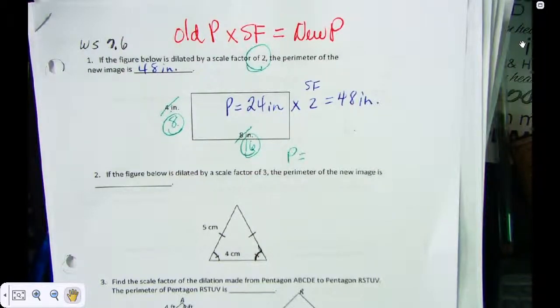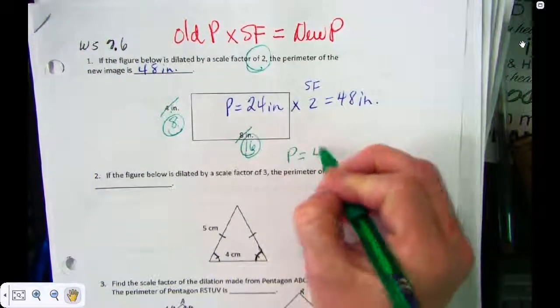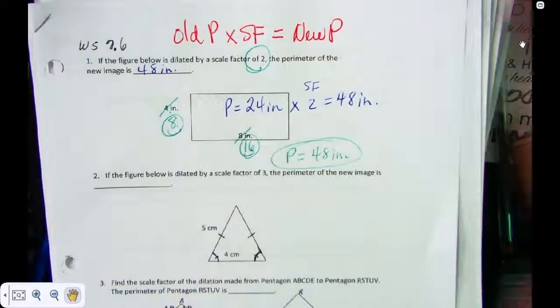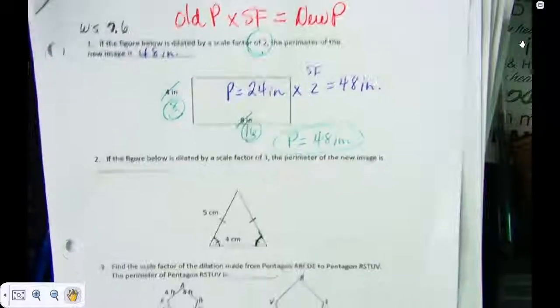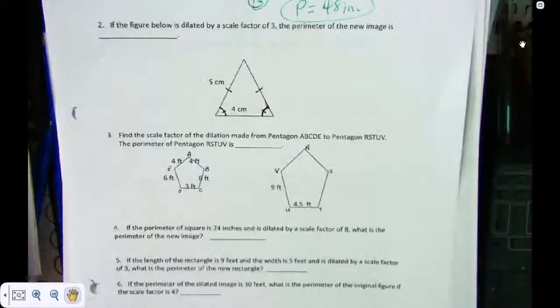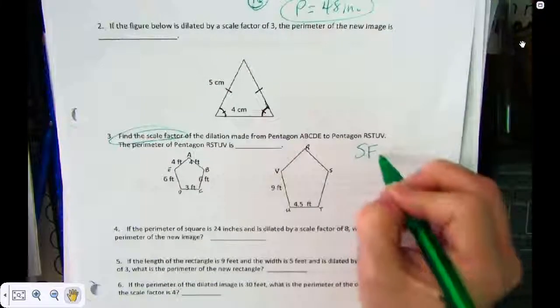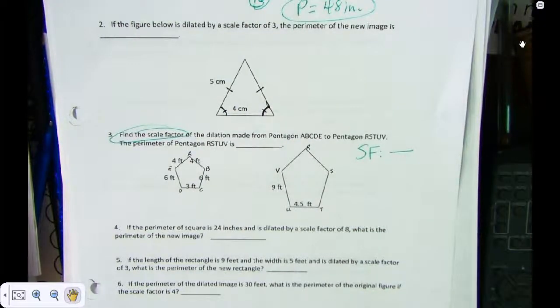You should be writing both of these down, please. What's 8 plus 16? 24. Double it and you get 48. Same thing. Okay, look at number 3. Find the scale factor. So you've got to come over here and find the scale factor first. Okay, no matter which way you do it, you got to find the scale factor. Okay?